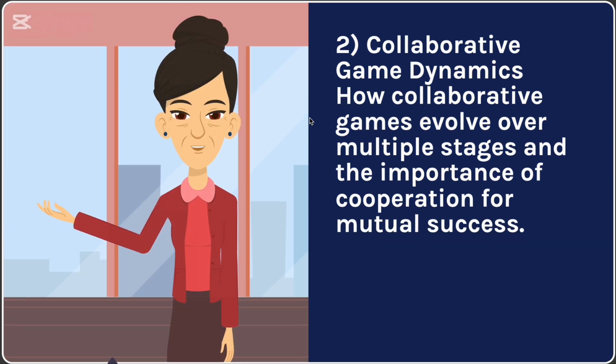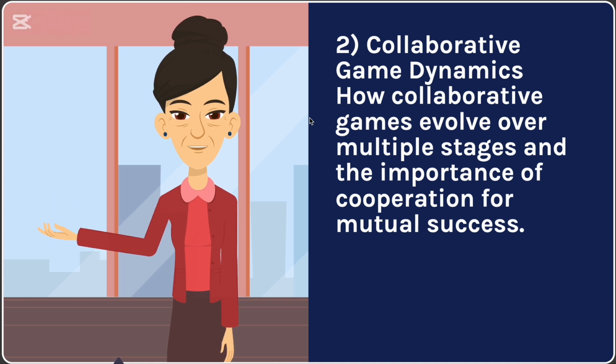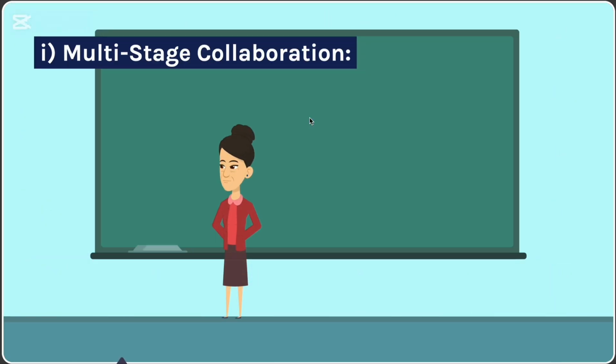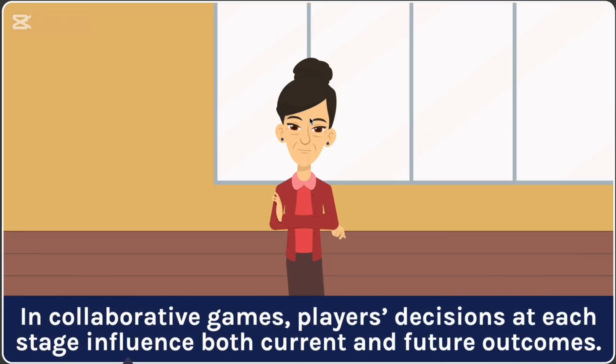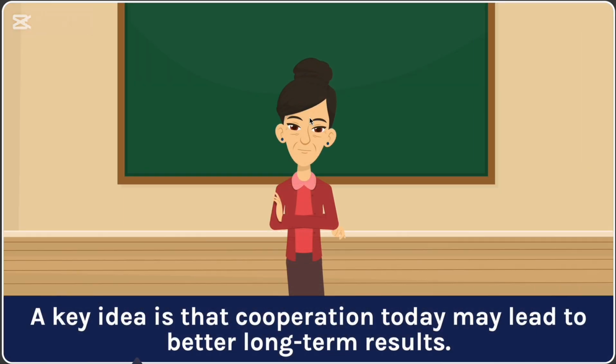Collaborative game dynamics: how collaborative games evolve over multiple stages and the importance of cooperation for mutual success. Multi-stage collaboration. In a collaborative game, players' decisions at each stage influence both current and future outcomes. A key idea is that cooperation today may lead to better long-term results.